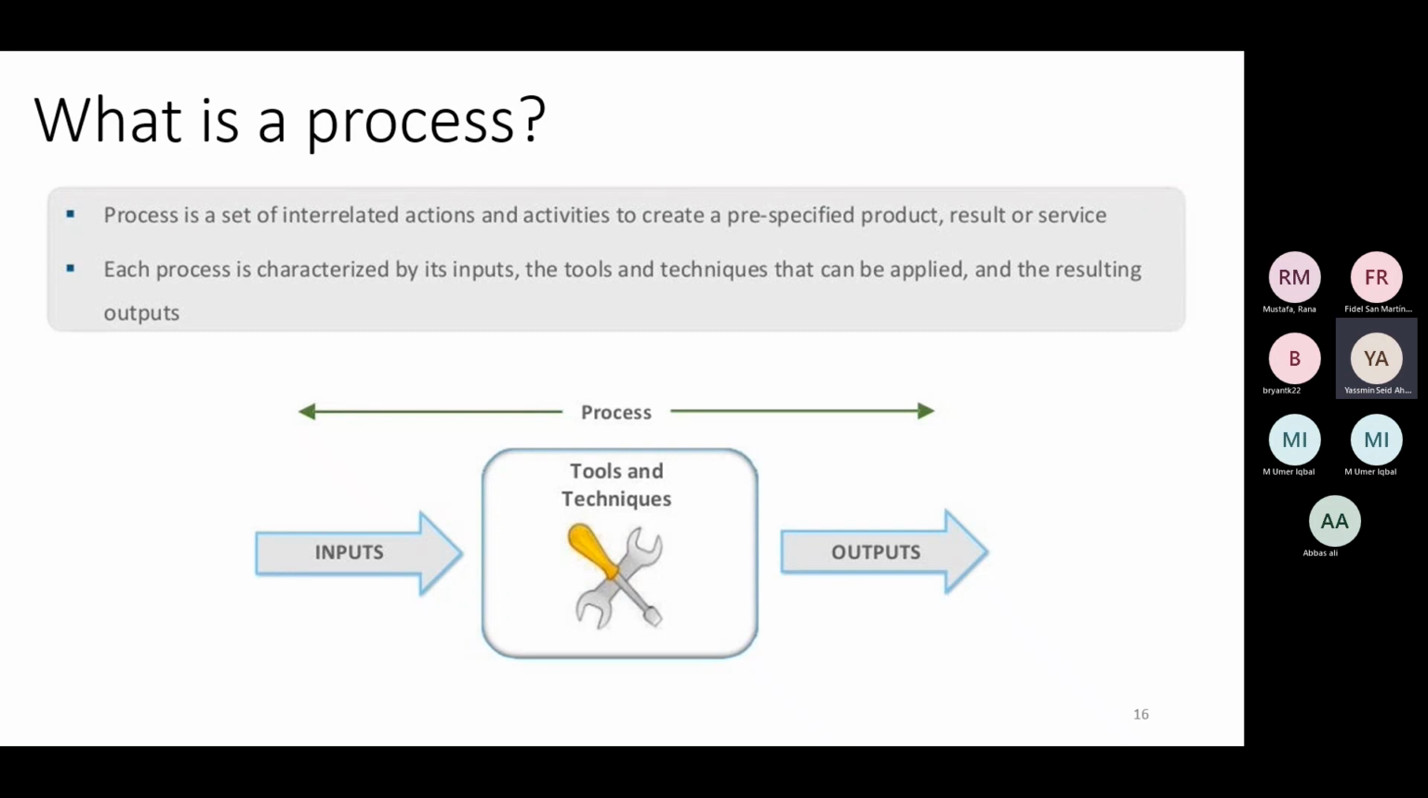There would always be some inputs to the process. When we work on a process, we need to refer to some of these inputs. Then we always use certain tools and techniques which help us work through that process in an efficient way. And we always have some outcome or outputs, which is the output that we get at the end of the process. So any process has inputs, tools and techniques, and outputs.